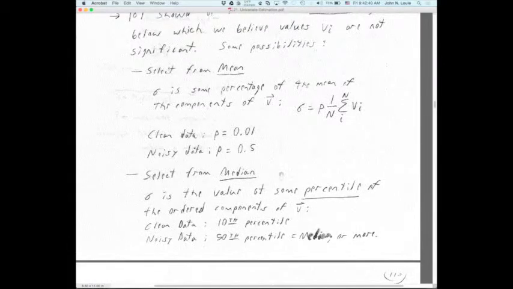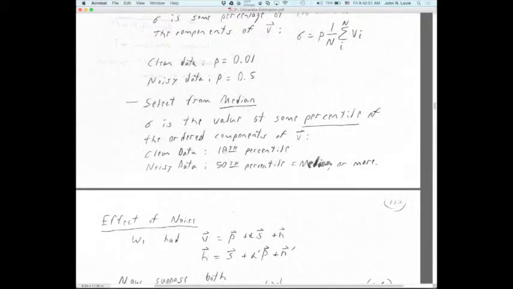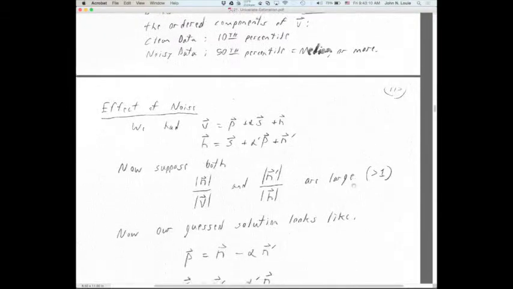You can select sigma from the median. Sigma is the value at some percentile of the ordered components of V. Okay. So for clean data, you might use the 10th percentile for seismograms. For noisy data, you might use the 50th percentile, which would be the median, or even more. Okay. You don't want to use 100%. That would be really useless data.